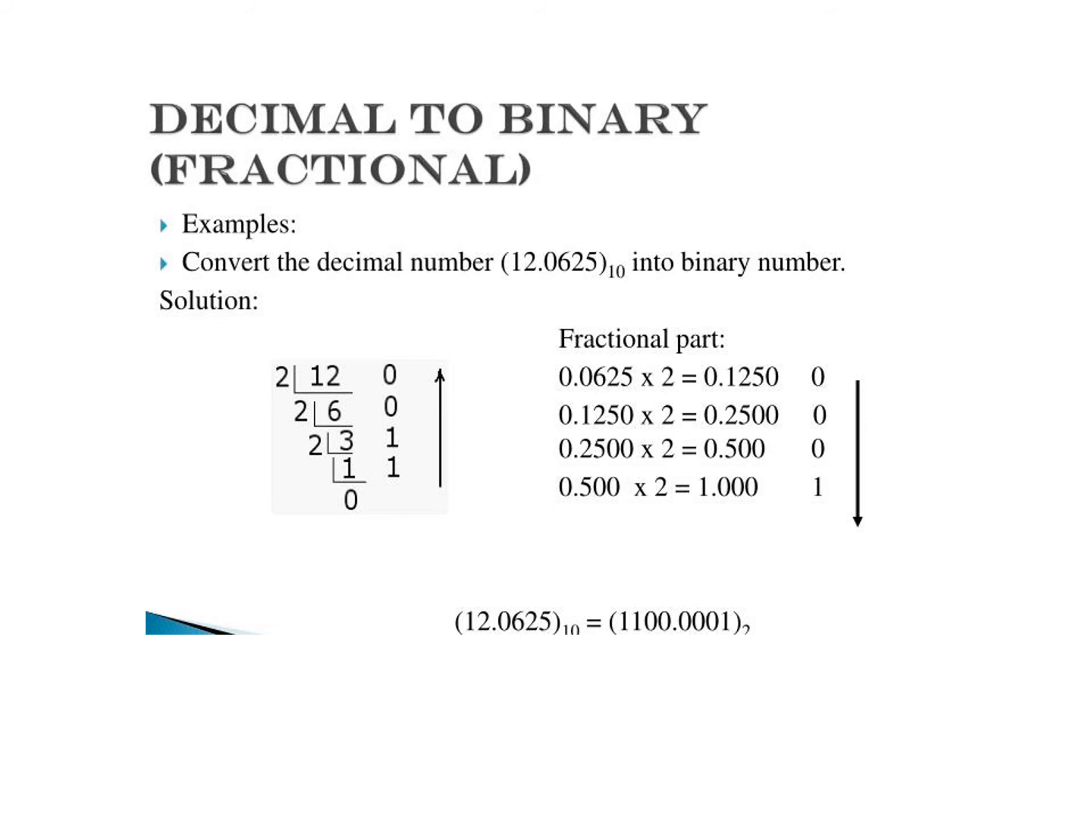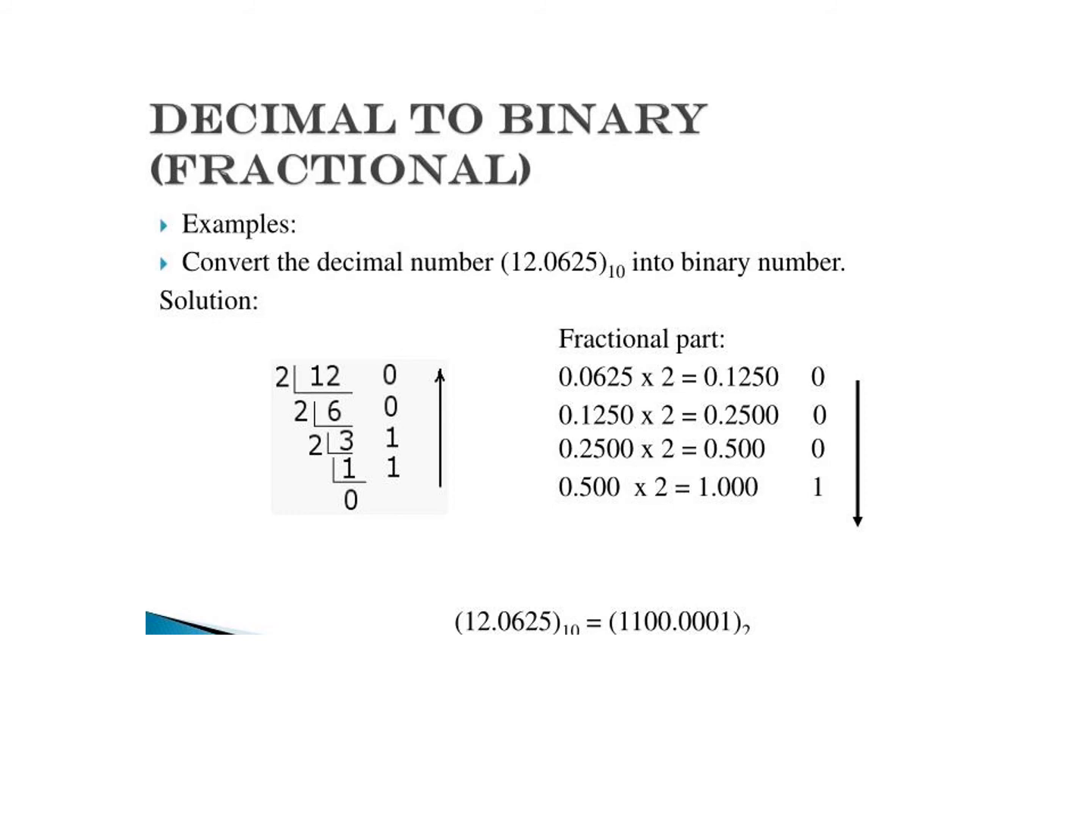Like 12 divided by 2, we have the remainder 0, which is noted down. Then again the quotient is divided by 2, which has the remainder 0. Then again the quotient, that is 3, is divided by 2. We have the remainder 1, which is noted down. And then again we have the quotient, which is divided by 2. We have the quotient 0 and remainder 1. Now in reverse, from downwards to upward, we will note down the number, that is 1100.